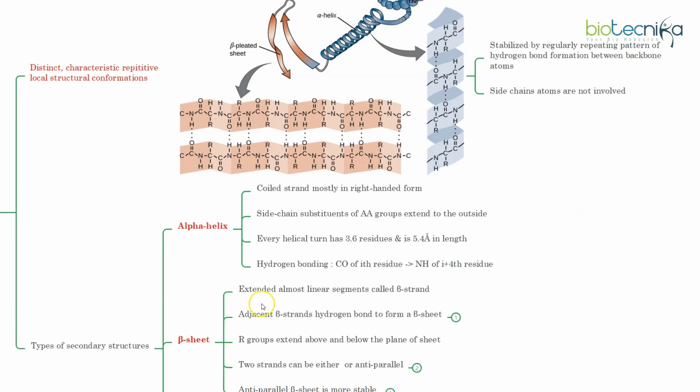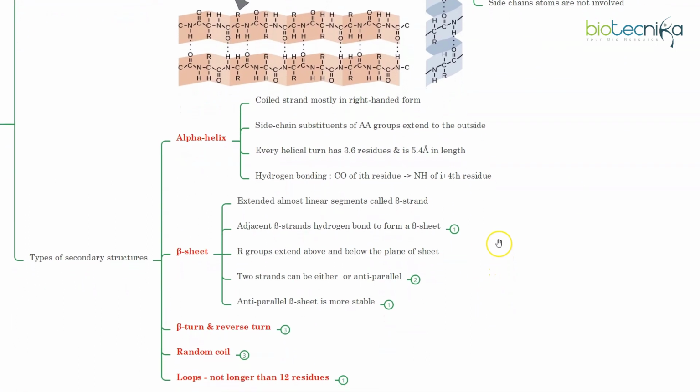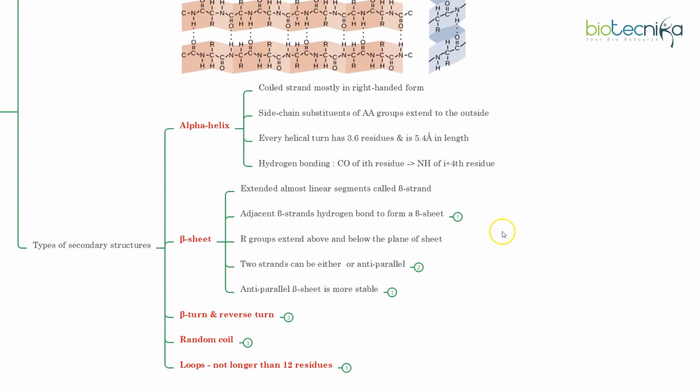Now moving on, the beta sheet. Beta sheets are made of extended, most linear segments called beta strands.